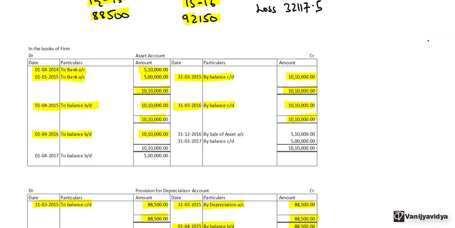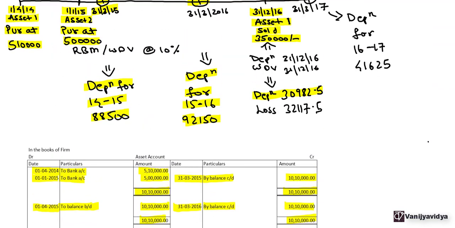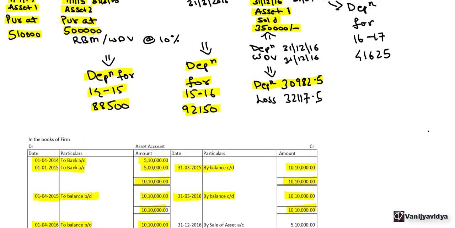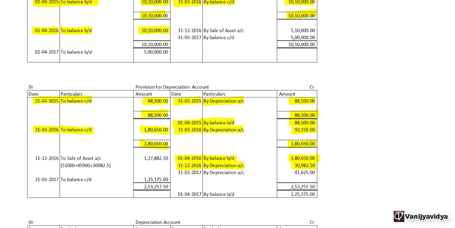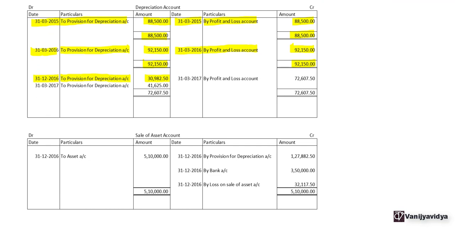Now this sales proceeds, as we have prepared a sale of asset account, the sales proceeds will also be recorded there. So in the sale of asset account, the entry will be bank account debit to sale of asset account. So on the credit side of the sale of asset account, by bank account 3,50,000.